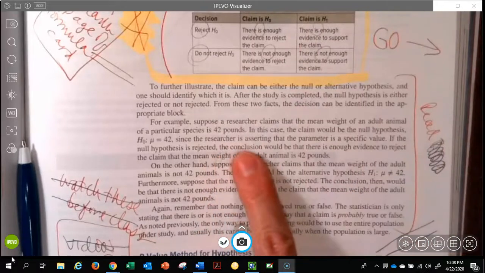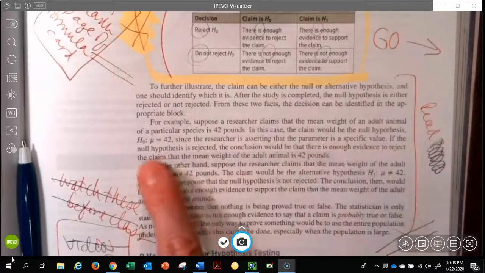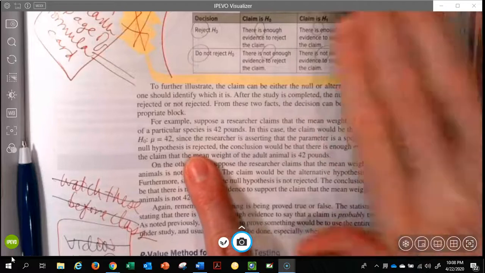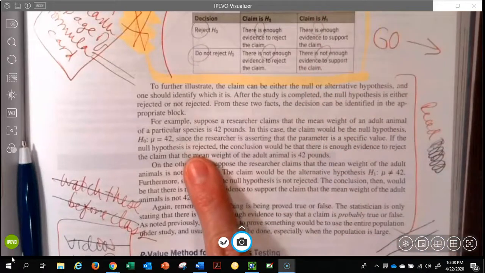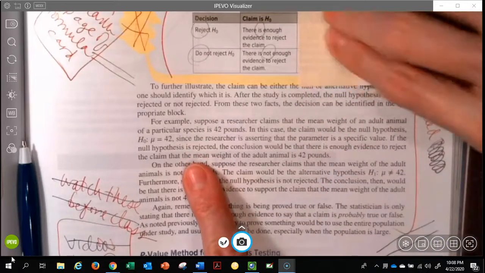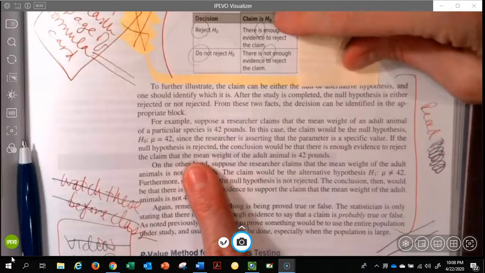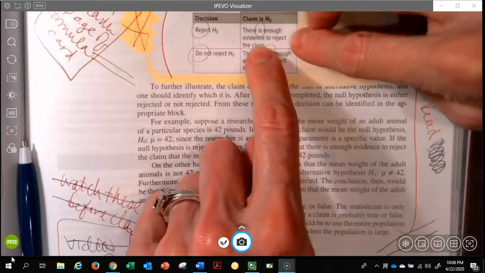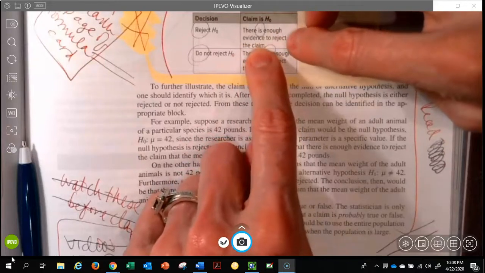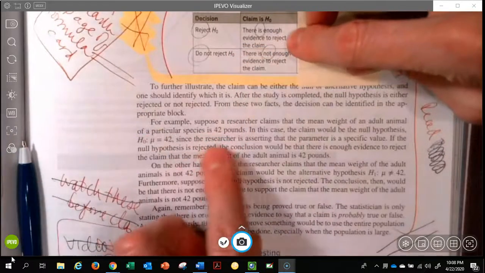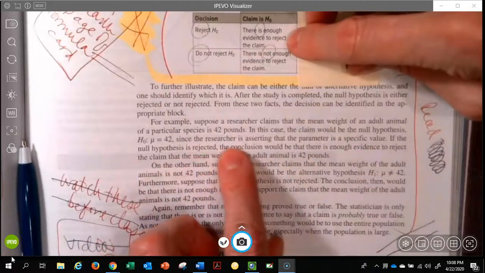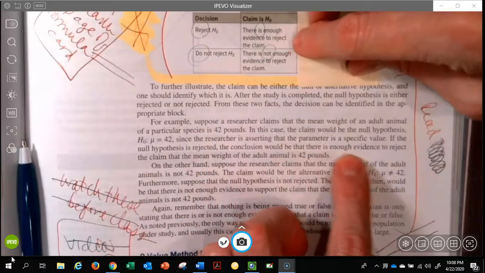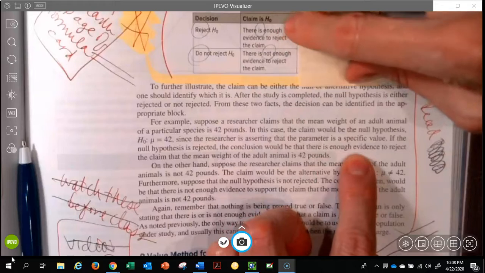So looking right here, if the null hypothesis is rejected, okay, well, right here, let me use a sticky note. If the claim was the null and we do reject it, we're going to state this block right here. There is enough evidence to reject the claim. I'm already confused. If it is rejected, the conclusion would be that there is enough evidence. Do y'all see the words up here in this block?